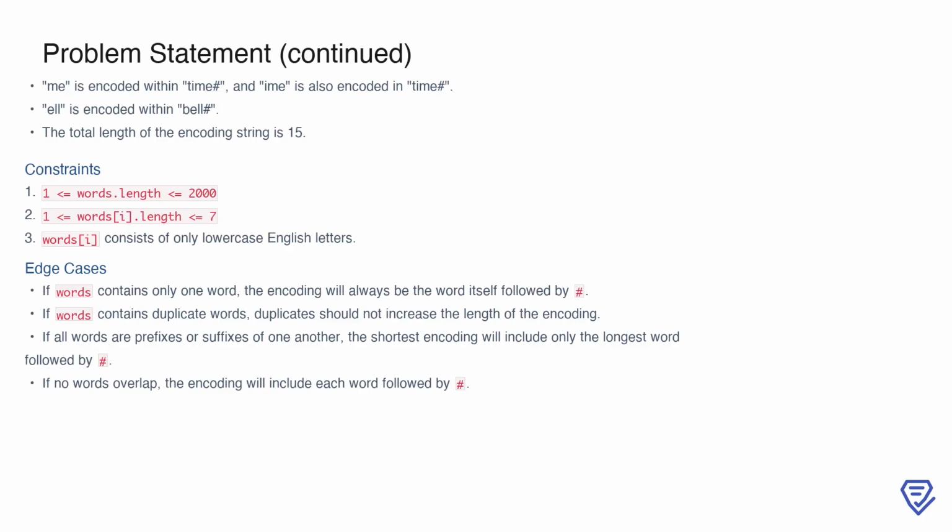The constraints of the problem ensure that the number of words and their lengths are manageable, and edge cases like duplicates or overlapping prefixes and suffixes are important to consider. For example, duplicates do not increase encoding length, and the longest word in a set of overlapping words will dictate the encoding. These rules help guide the solution to achieve the shortest possible encoding length efficiently.